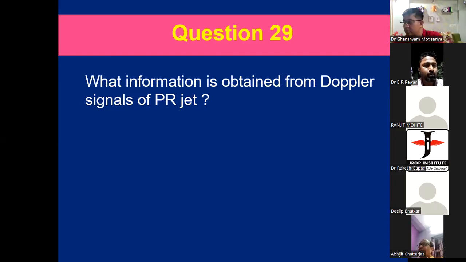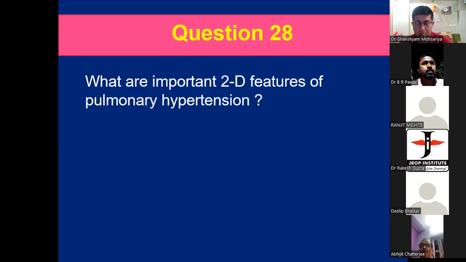Sir, then regurgitation will be there. My question is very simple, dear. The question is: what is an important 2D feature of pulmonary hypertension?